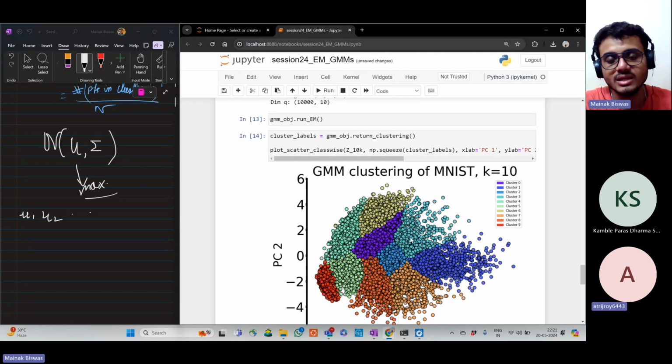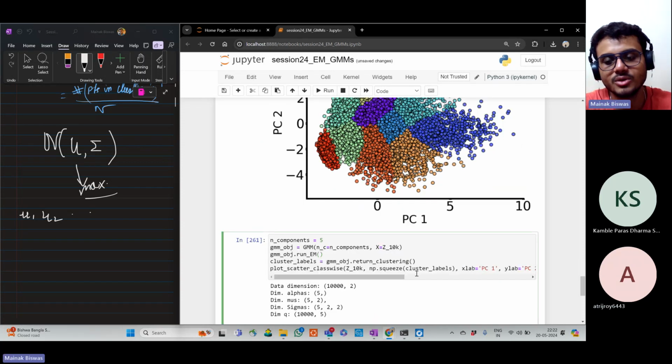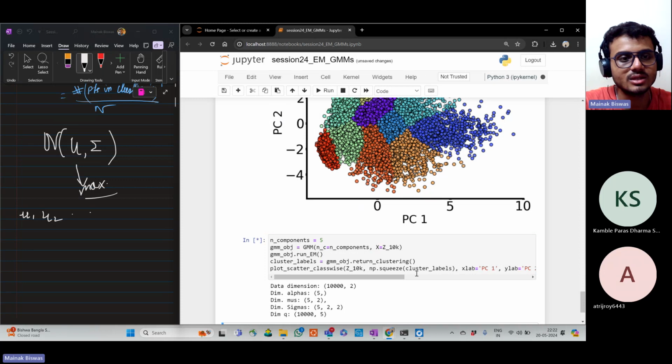So each of them may not be 0 or 1. This is actually 1 we have seen. This is 1. This is 0. But these are different clusters. This is your unsupervised learning, right? You don't know which label is which, but you know that they are tightly clustered. See? Similarly, let 5 components run, and similarly you can see.